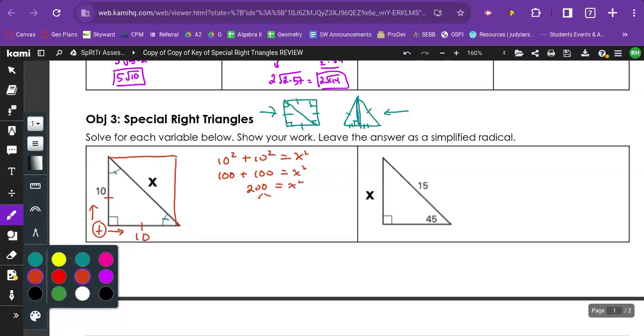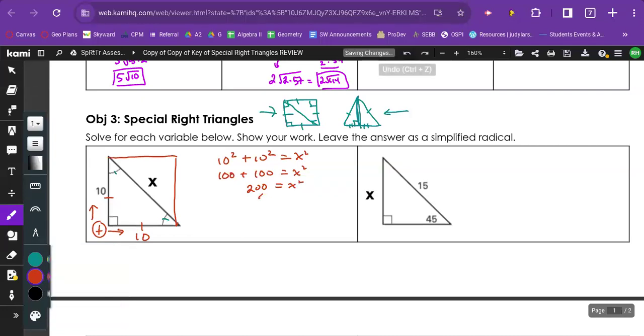Then you have to do the tree method though, because we've got the square root of not 100, of 200 equal to x. And therefore, when you finish, you'll get 10 root 2 for x once you've done the tree on that. This next one is the same idea, right?